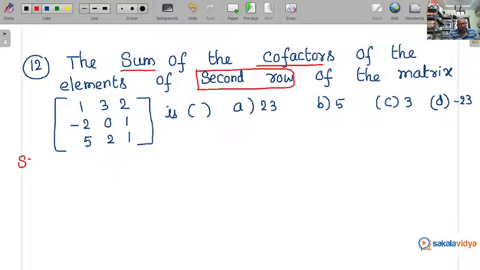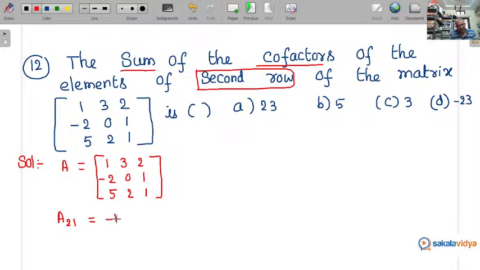So my dear students, first of all, let us write like this. Let us say A is equal to the matrix 1 3 2; minus 2 0 1; 5 2 1. So the cofactor of the second row first element is capital A 2 1.